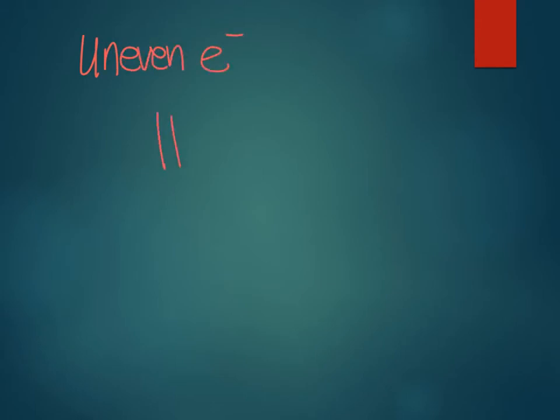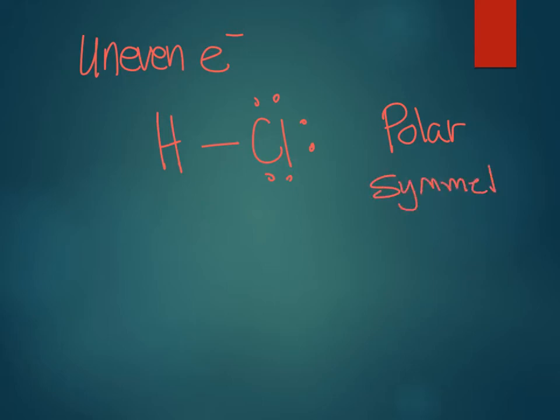For instance, if you look at HCl, we know that we have a single bond and we have lone electrons on just the chlorine. When you look at this molecule, this is a polar molecule. This is polar because the electrons are not evenly distributed and there is no symmetry. You would represent this molecule with an arrow pointing towards the majority of the electrons.